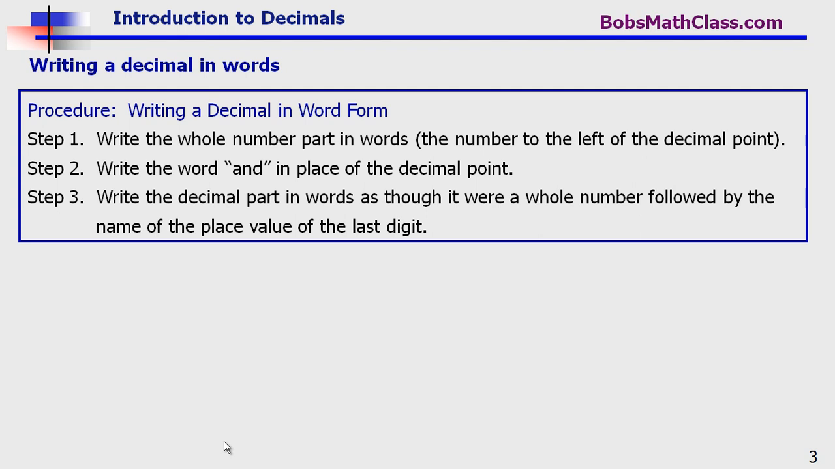Write the word "and" in place of the decimal point, so the word "and" represents the decimal point. If you remember writing whole numbers in words, we could not use the word "and." Sometimes we say it and we use the word "and" improperly.